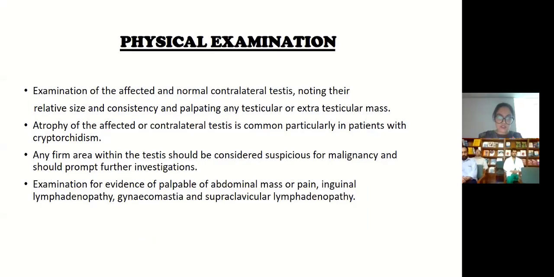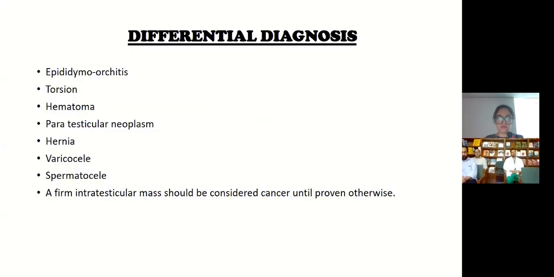Physical examination in testicular tumor includes the examination of the affected and normal contralateral testes, noting their relative size, consistency, and palpating any testicular or extratesticular mass. Atrophy of the affected or contralateral testes is commonly present in patients with cryptorchidism. Any firm area within the testes should be considered suspicious for malignancy and should prompt further investigations. Examination for evidence of palpable abdominal mass or pain, inguinal lymphadenopathy, gynecomastia, and supraclavicular lymphadenopathy can be found.